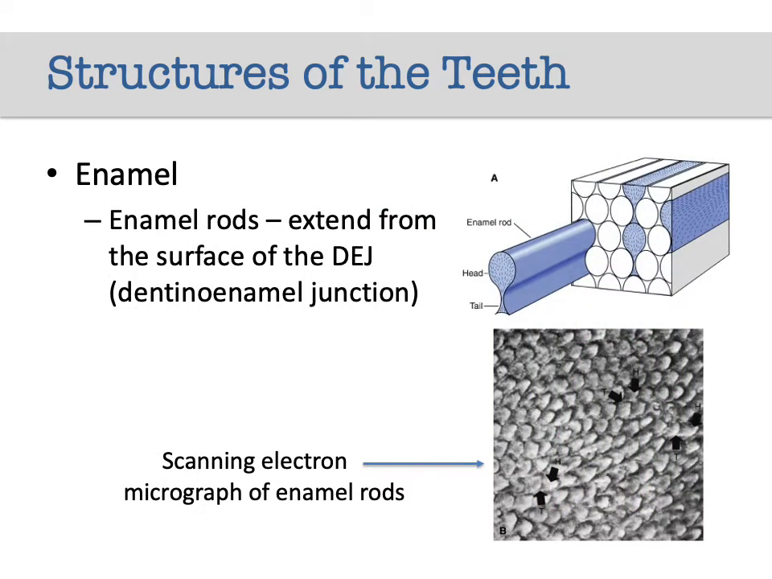The enamel consists of what we call enamel rods. They extend from the surface of the dento-enamel junction. This is a scanning electron micrograph of the enamel rods.